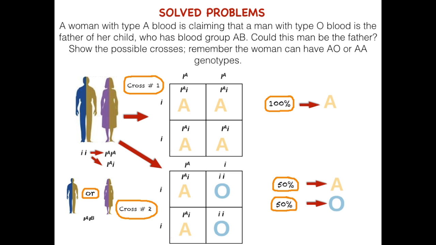So in every possible way of cross, a man who is O blood type cannot be the father of a child with AB blood type when the mother has A. Okay, so if the man has O blood type, then the woman's claim is false.